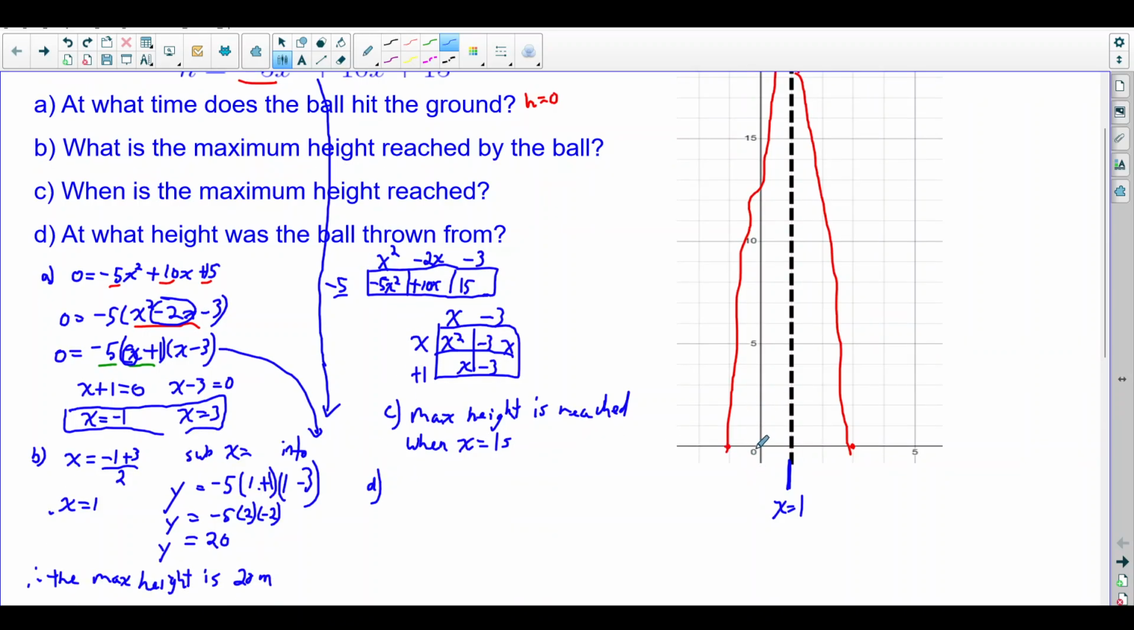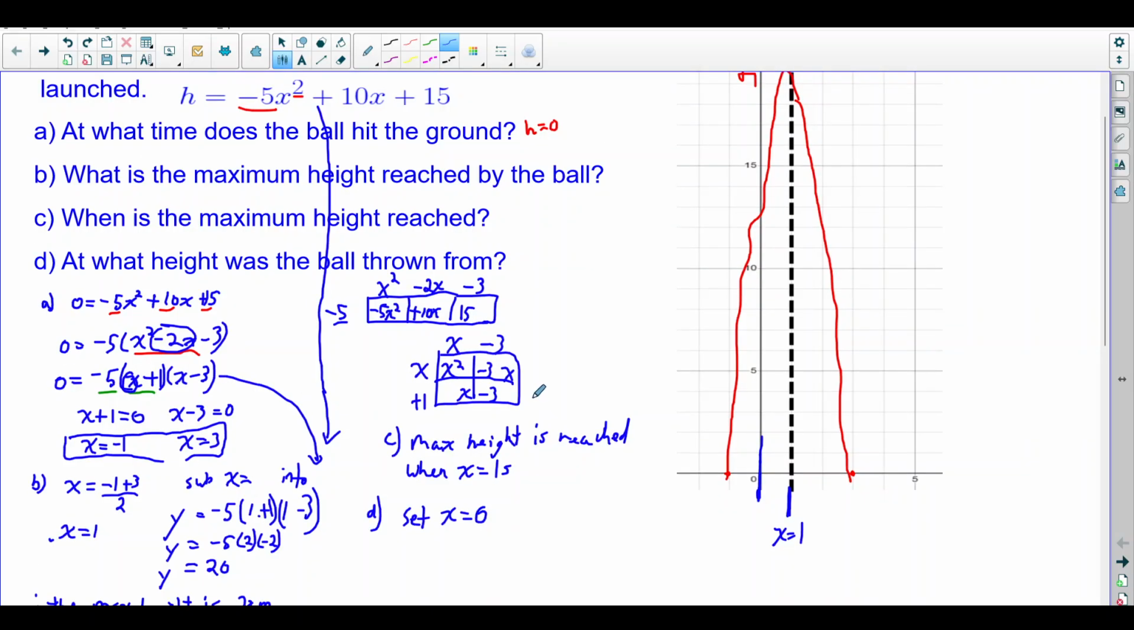The ball is thrown, sorry, this is where my graph doesn't quite look great, but the ball is thrown at time equals 0. That's when we start measuring the height, when the time equals 0. So in order to figure out that value, we're just going to set x equal to 0. Again, we can do that 2 ways, and maybe I'll show you both ways. The first one is we could substitute into the original equation. So h equals -5 times 0 squared plus 10 times 0 plus 15. And I chose that one first because the math here is really easy.